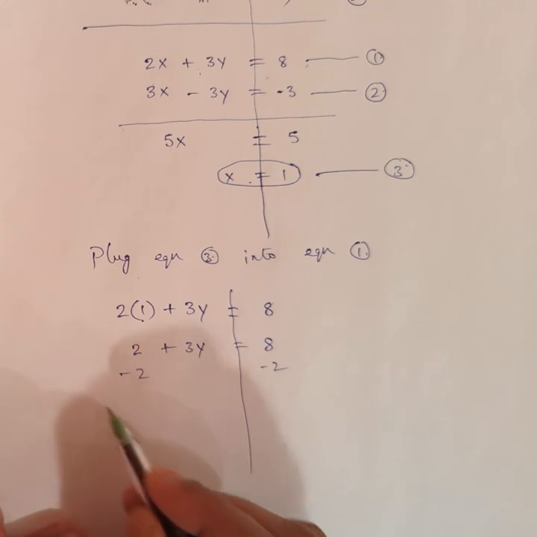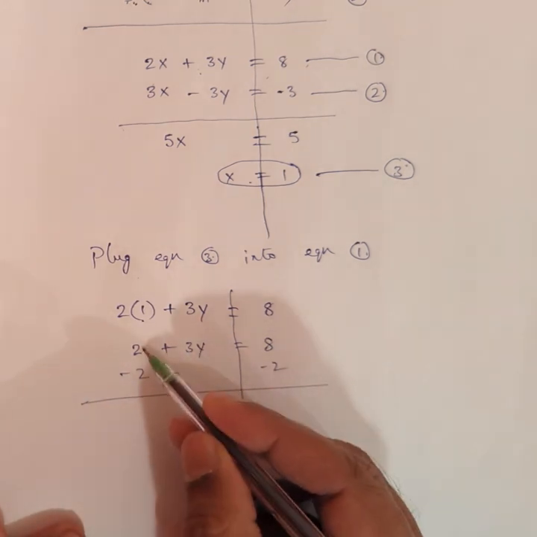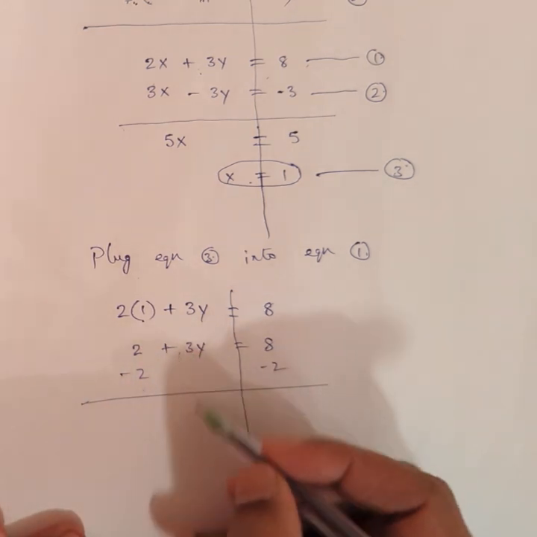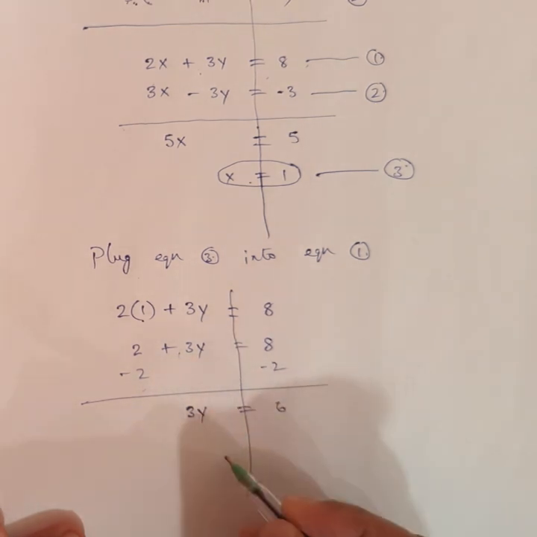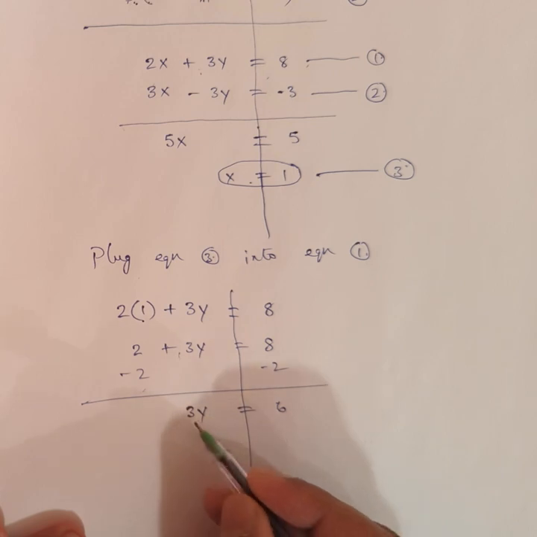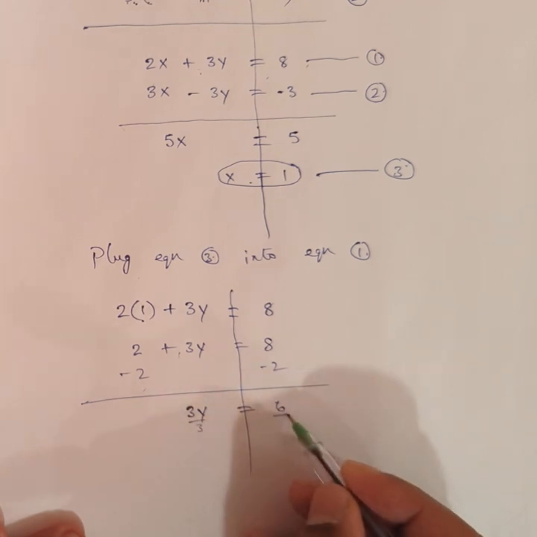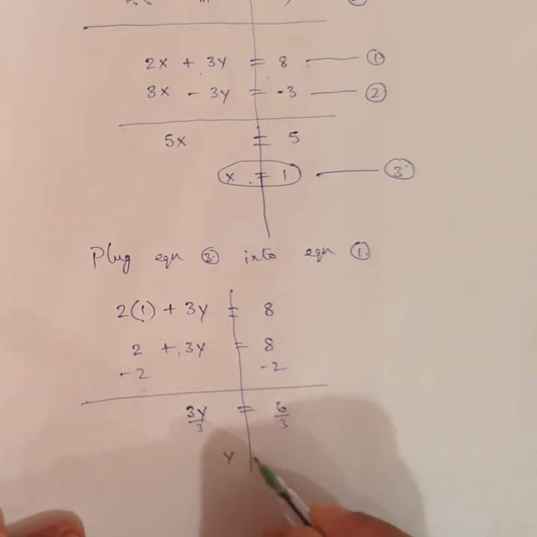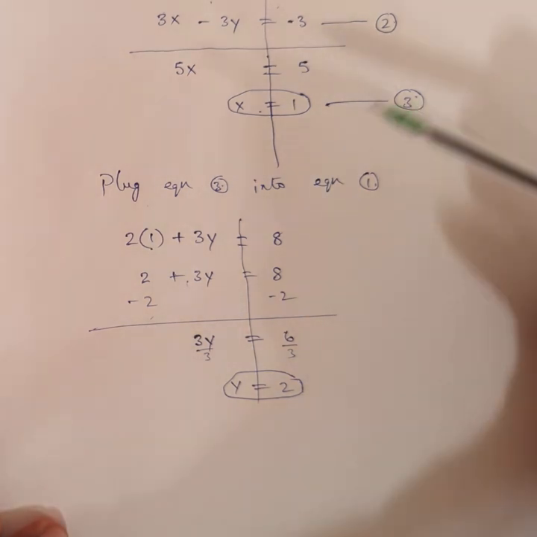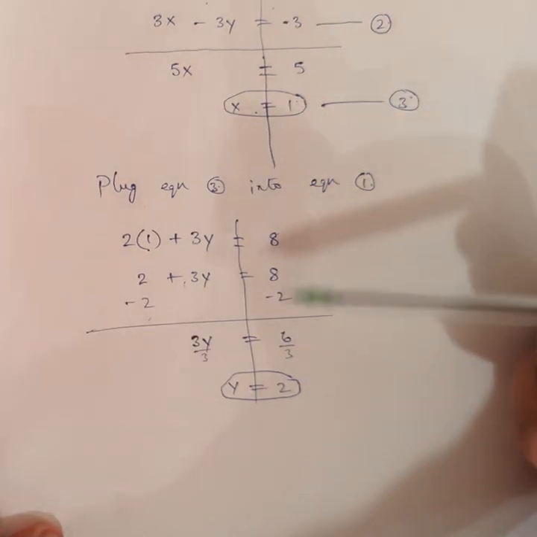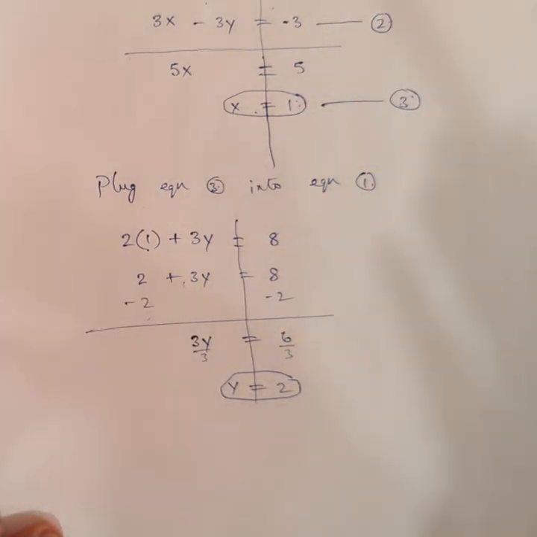2 minus 2 cancel each other out, so I have 3y, and 8 minus 2 is 6. Divide both sides by 3. So let's do that. You get y equal to 6 divided by 3, which is 2. So you get y equal to 2. Once you have solved for both x and y, you're good.